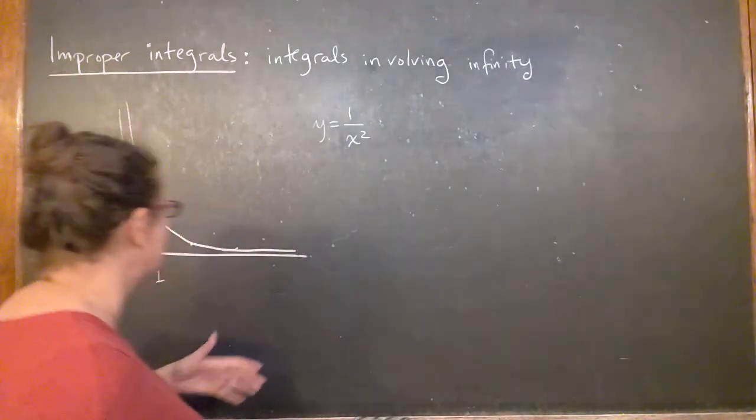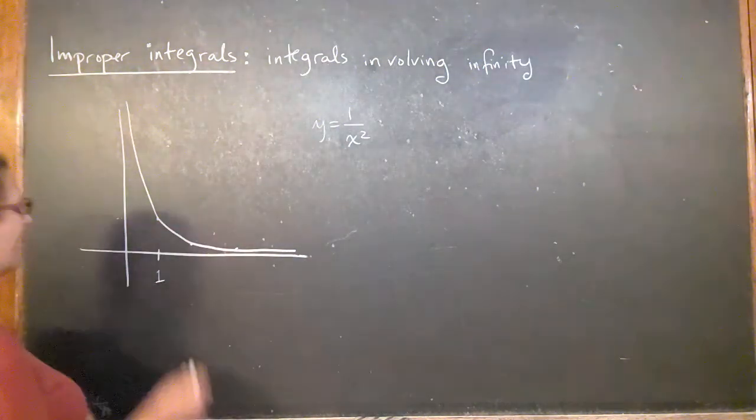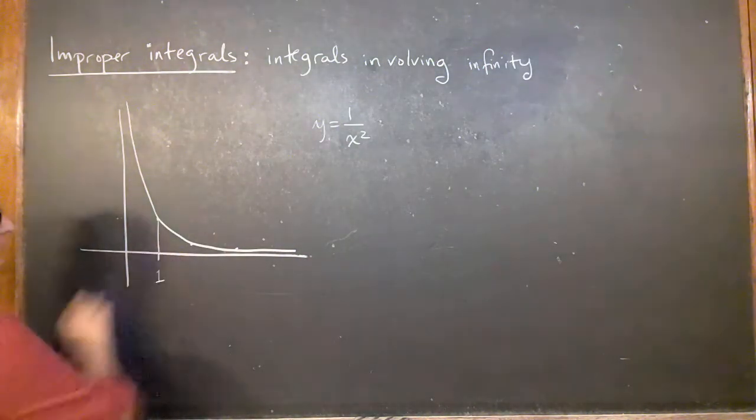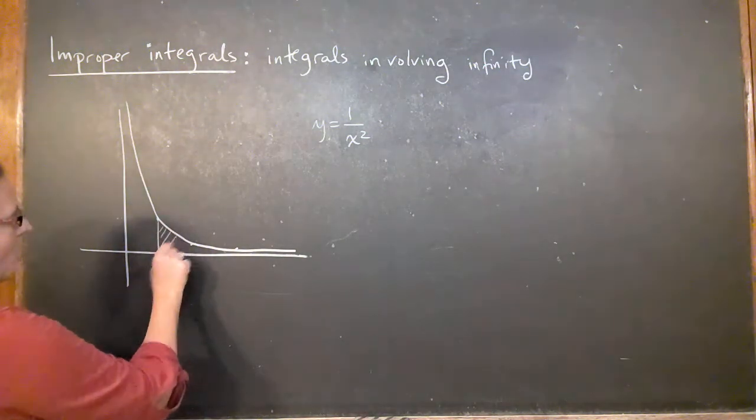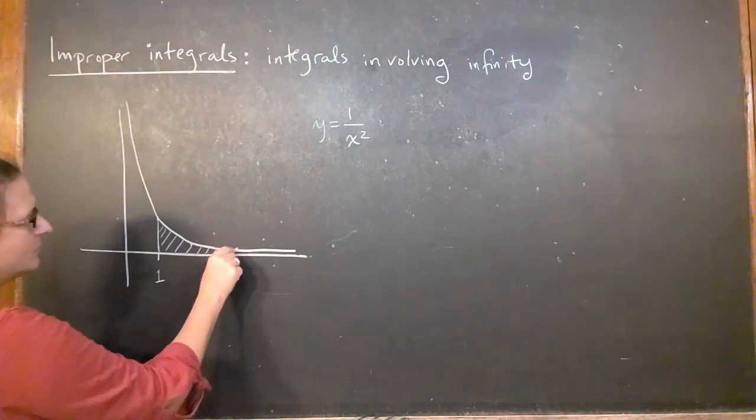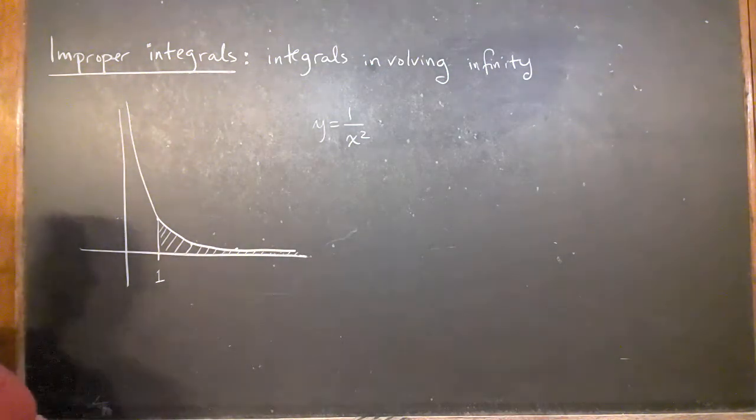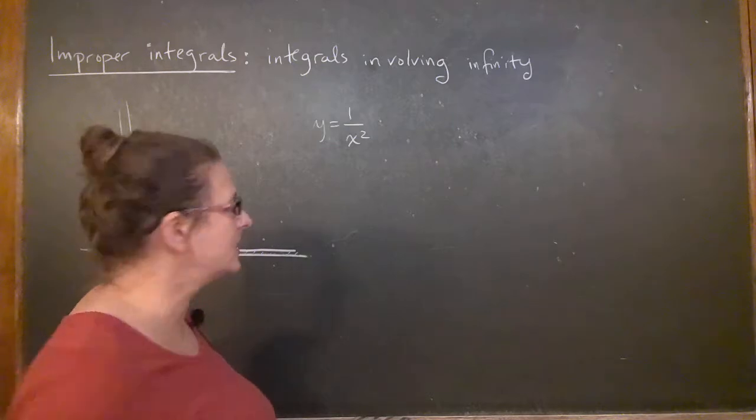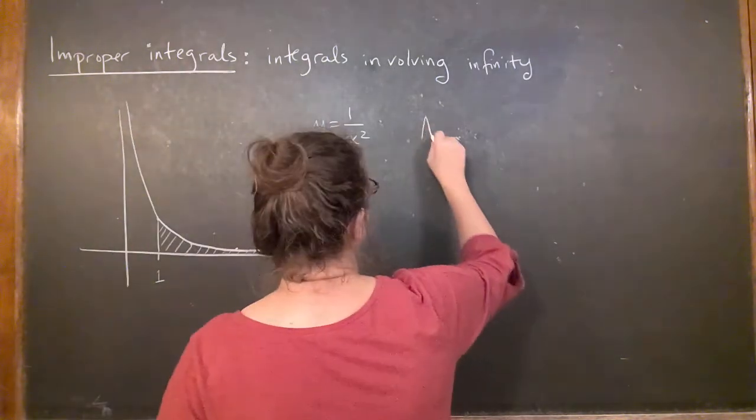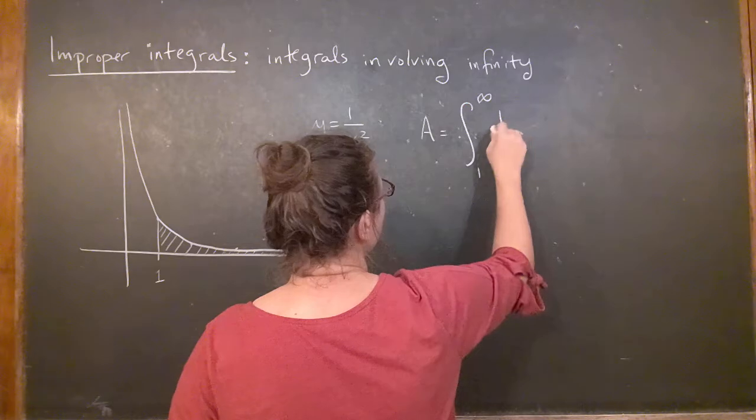An example of this is, let's take the function y equals 1 over x squared and look at the area under this curve from 1 on. So I'm going to take the area all the way out to x going to infinity. That is a strange concept to think about. What I want to do is take the integral all the way out to infinity.